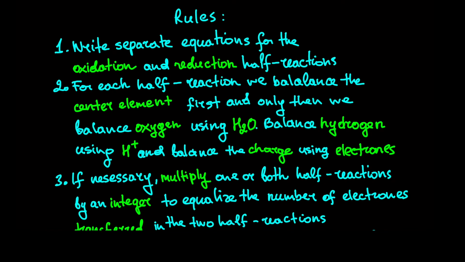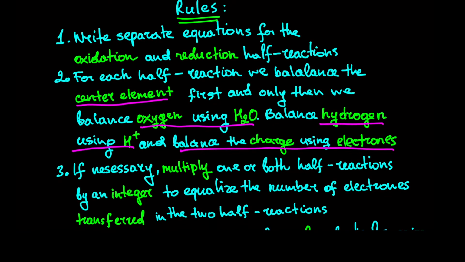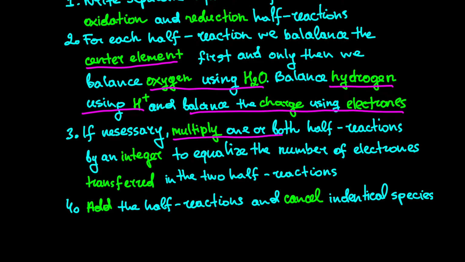Now let me remind you of the general rules you must follow when balancing reactions with this method. We must always have 2 half reactions. If we need, we balance the center element first. We add water only when we need to balance oxygen. And after that, we always add H plus ions. We balance charge using electrons, and if necessary, we multiply one or both half reactions. Lastly, we add both half reactions and cancel identical species. If you follow these rules, you should do fine with this method.